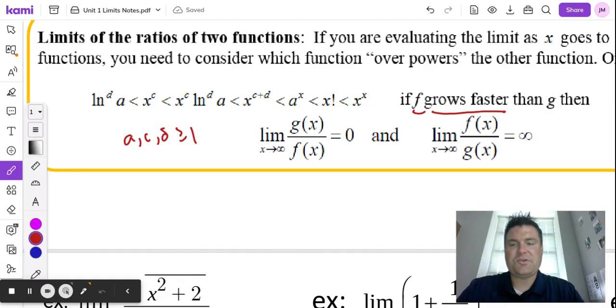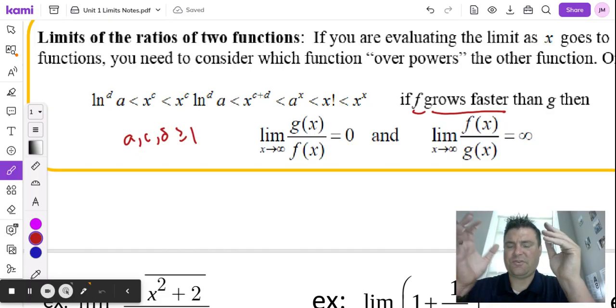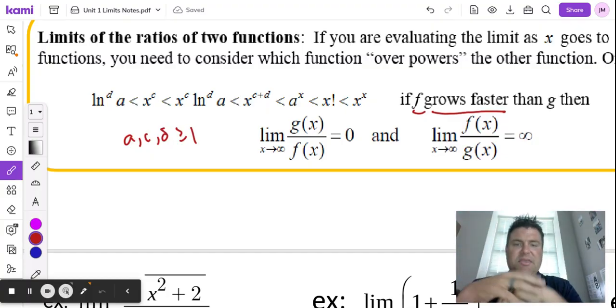And so all you need to know is just the ln's grow the slowest, then the polynomials, then the polynomials times the ln's, and then the polynomials that are compounded on it. So if you do a polynomial times a polynomial, and then the exponential, then the factorial, then the x to the x. Okay.